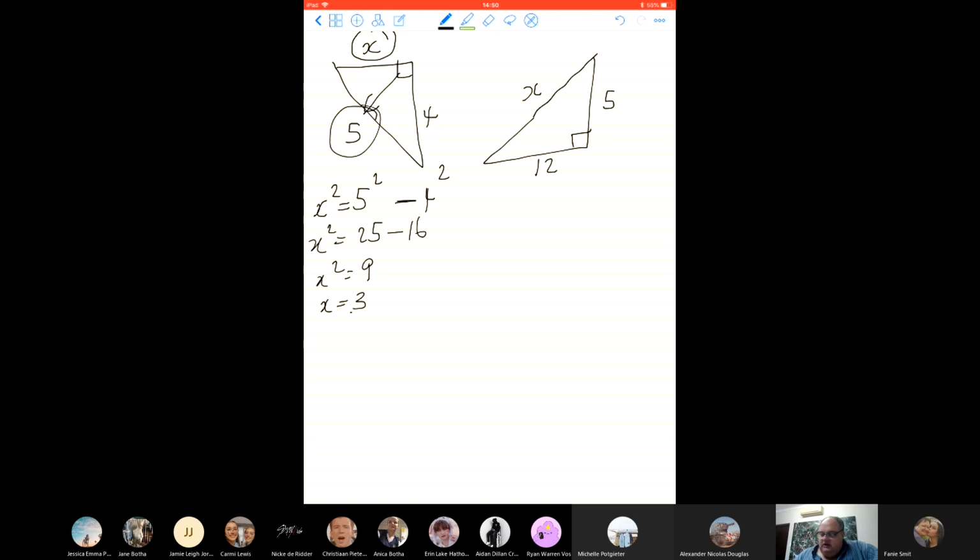Okay. I'll show you now how we're going to ask it. If we take a look at the one on the other side, now we want to find that x value there. Now that is my longest side in this triangle.